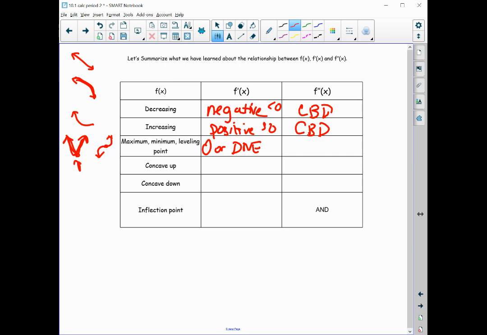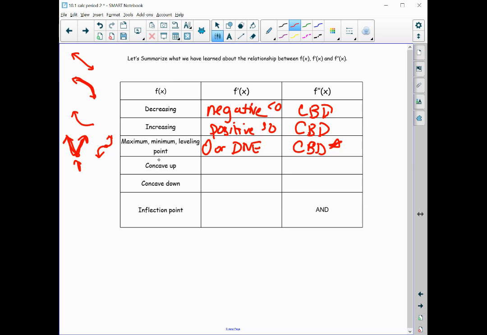But for now, I'm okay with 0 or DNE. And then the second derivative, again, for now is CBD. But I'm going to tell you that later on, if I have a maximum, I know what concavity I have. If I have a minimum, as long as we're differentiable, I'll also know what kind of concavity I would have. And same with a leveling point. Okay, so we'll add to that. For right now, I'm okay with CBD across the board.